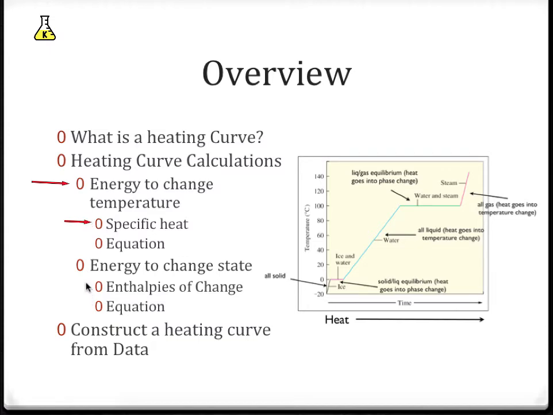And then we'll also talk about the energy needed to change the state of a substance, and we'll talk about something new to go along with this, something known as enthalpy, or in this case, enthalpies of change. All of these concepts come with an equation that's going to allow us to piece together a calculation of the total amount of energy for an entire heating process. Last but not least, once we understand the data associated with a heating curve, you should be able to construct your own heating curve based on the provided data.